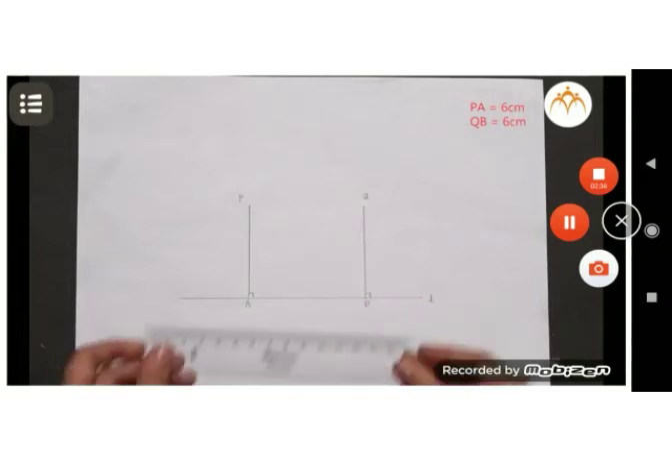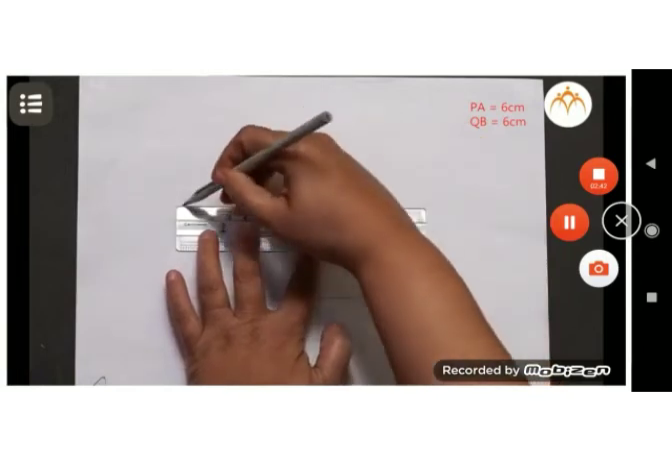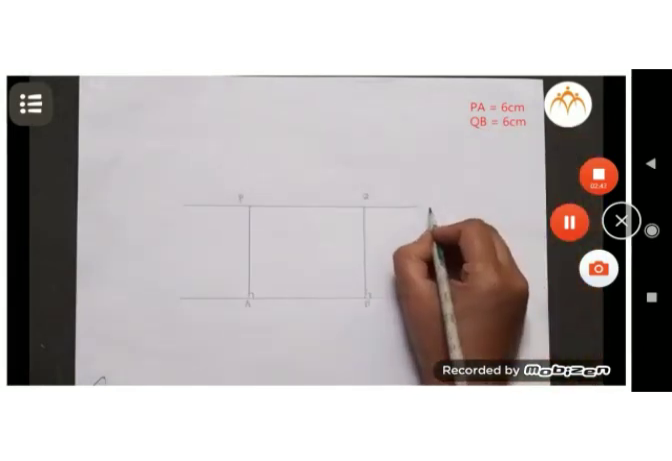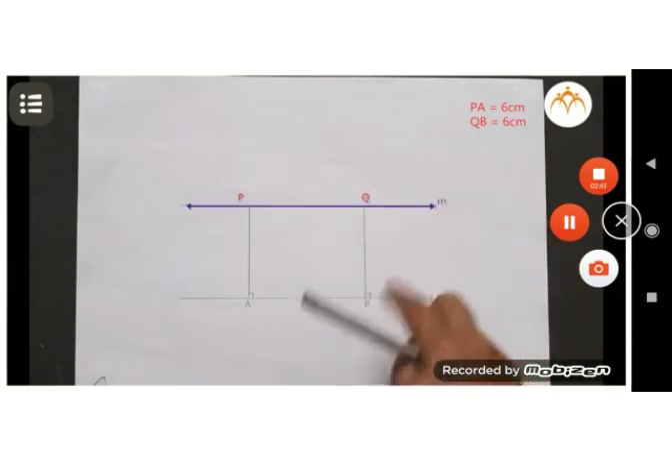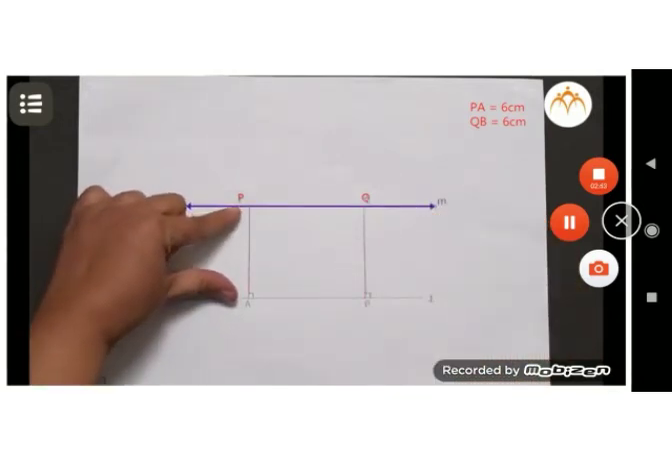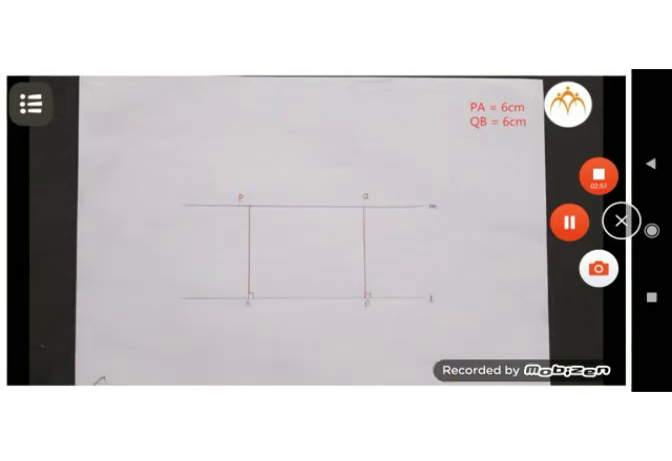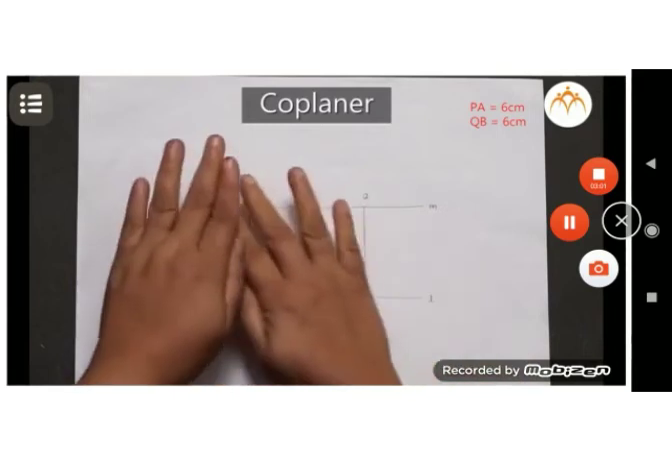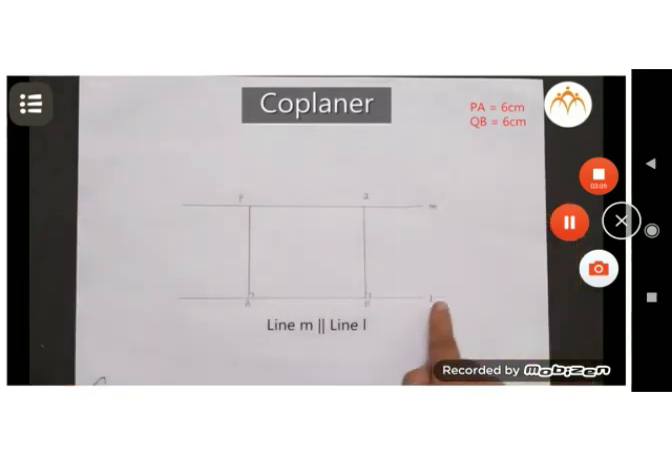Now we draw a single line passing through points P and Q both and name this line as M. Now in this case, line M is at equal distance PA or QB from line L, and both these lines lie in the same plane. Hence, line M is parallel to the given line L.